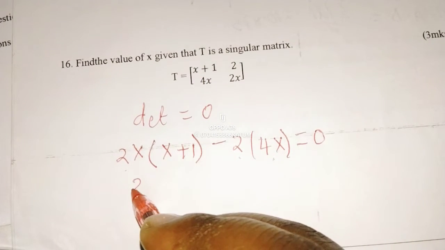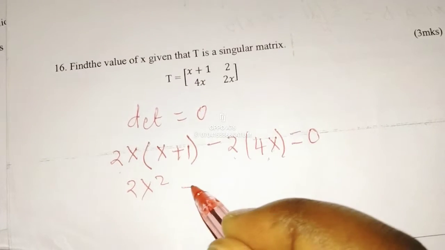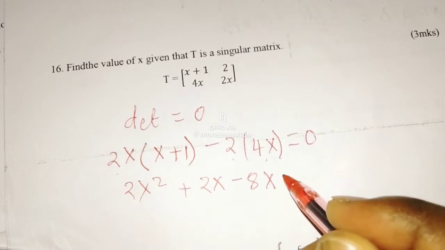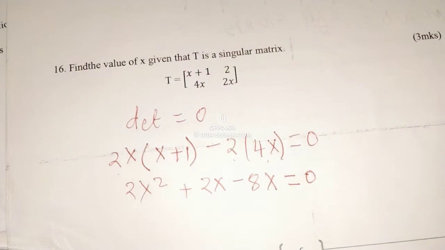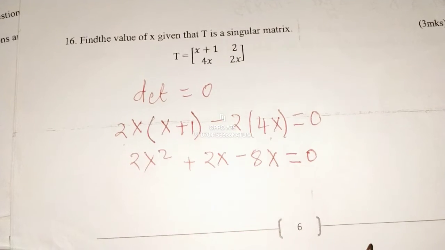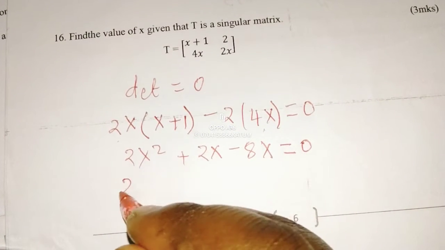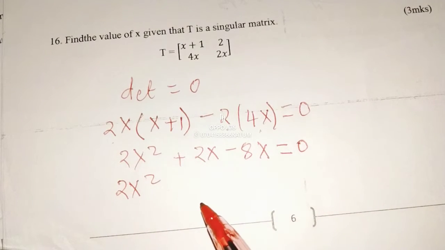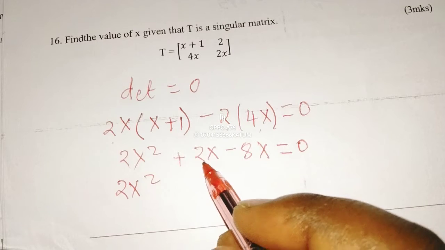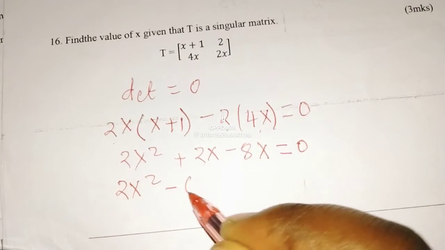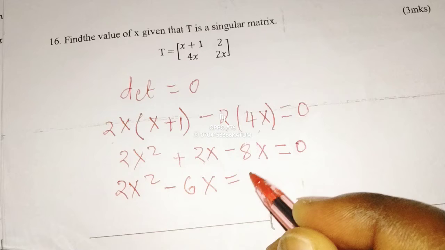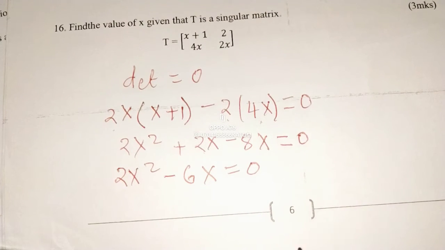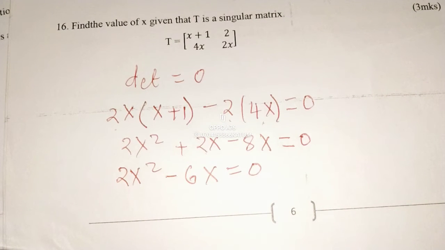Therefore, this is 2x squared plus 2x minus 8x. This equals 0. So now we can group like terms together. We shall have 2x squared, and this is going to be 2x squared. This is going to be negative 6x, equals 0.